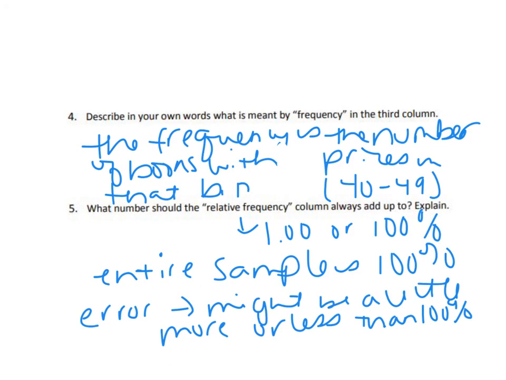So when we did 50, it came out to exactly 1. But if you had, say, something out of 47 or out of 48, it might not always come out to exactly 1. It might come out to like 99.2, or it might come out to 100.13. So it might be slightly more or slightly less, just depending on what your numbers are.